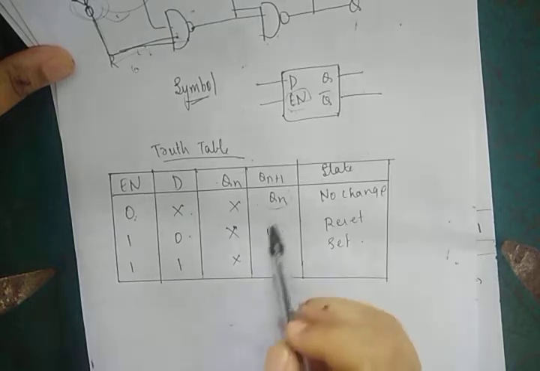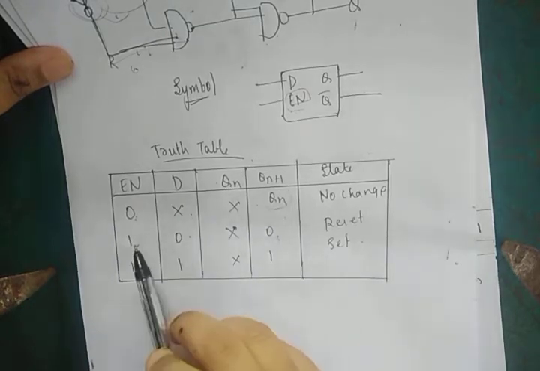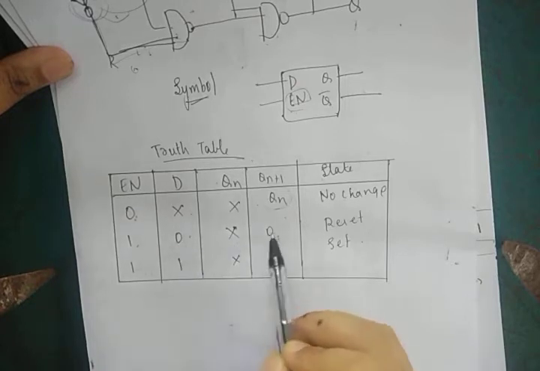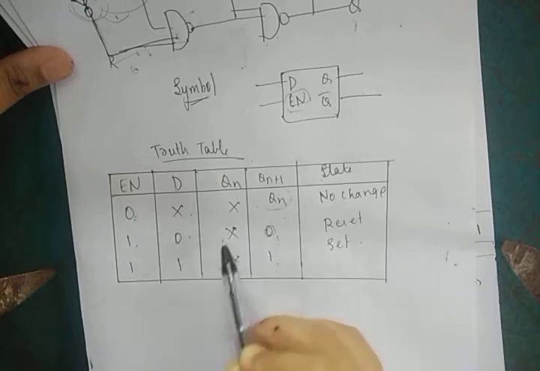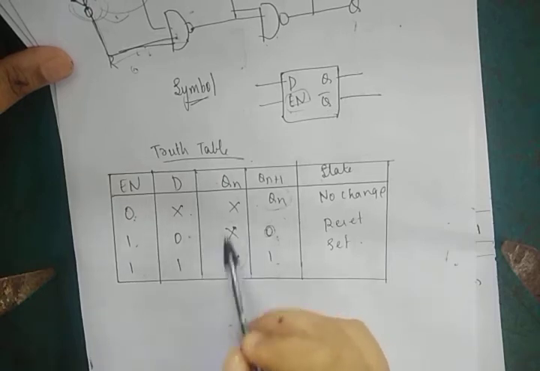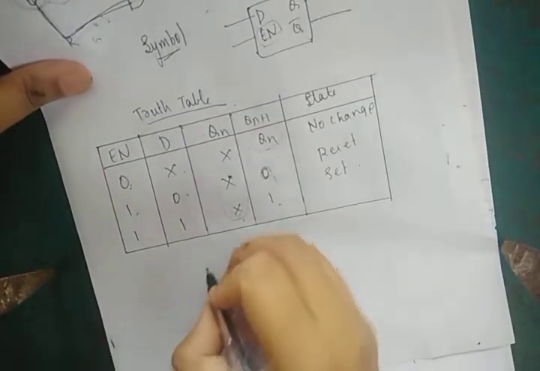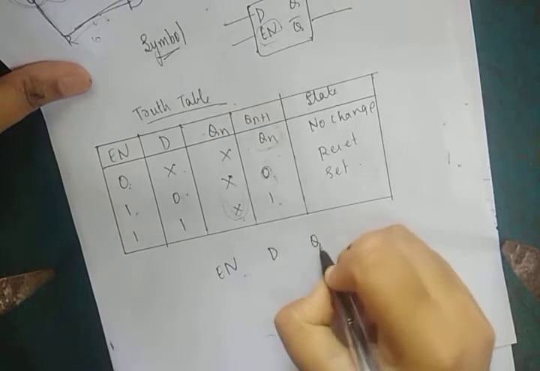Which was the previous state? That was Qn only. Next, if enable is 1, if enable is on and D is 0, our output is also 0. If D is 1, output will be 1. We don't know the previous state. Next state will be 0. Or finally, I can modify this truth table as, if you take enable, this is D, this is Qn plus 1.